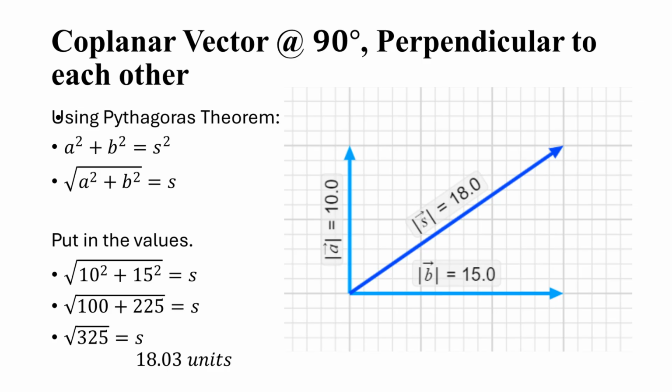For coplanar vectors at 90 degrees, or perpendicular to each other, we use the Pythagorean theorem to find the magnitude of S. With values 10 and 15, S is 18.03 units.